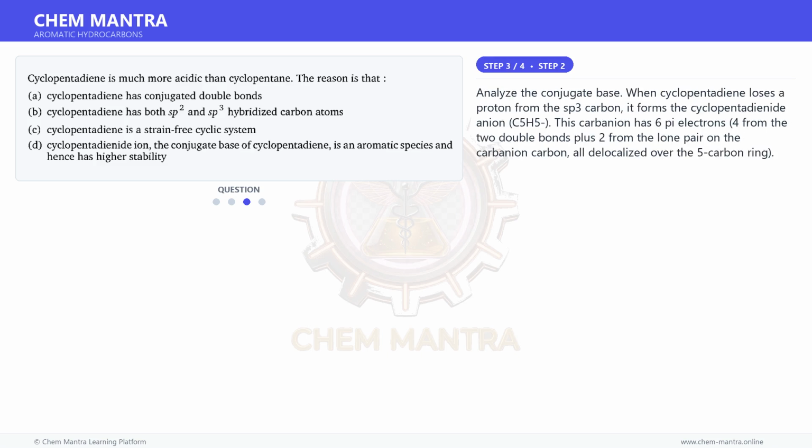Analyze the conjugate base. When cyclopentadiene loses a proton from the sp3 carbon, it forms the cyclopentadienide anion, C5H5-. This carbanion has 6 pi electrons, 4 from the 2 double bonds plus 2 from the lone pair on the carbanion carbon, all delocalized over the 5-carbon ring.